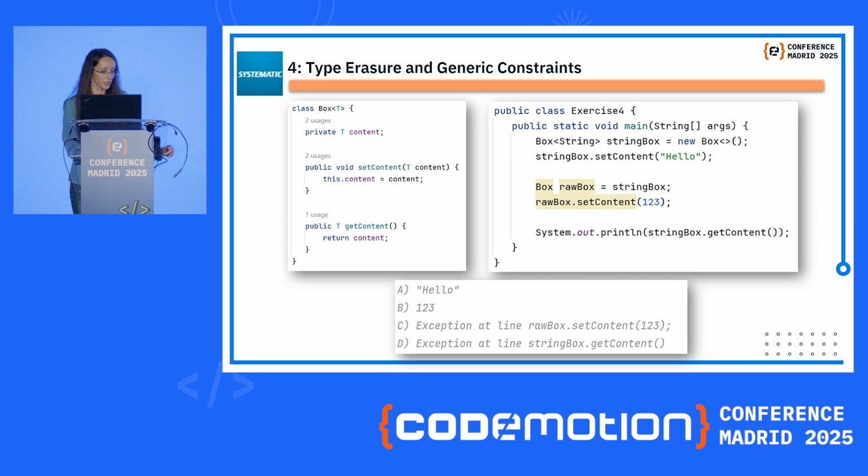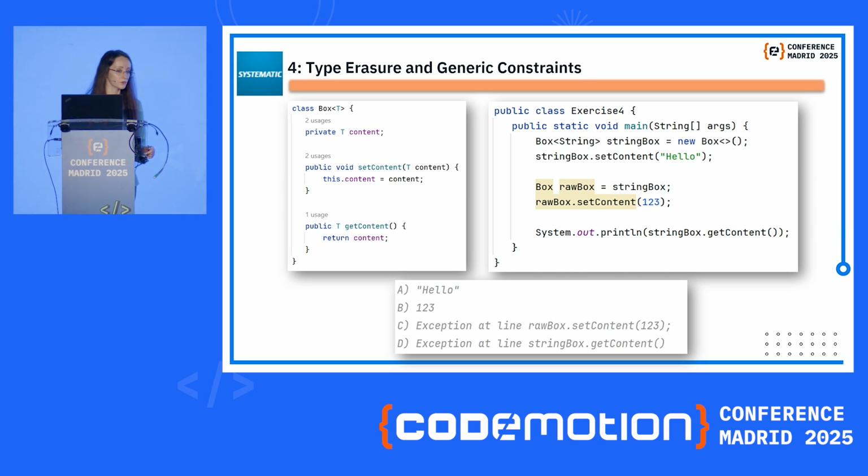Among the answers, we have either hello, so this was the first initialization. We have 1, 2, 3. This is the second initialization for that raw box object. Option C mentions that we'll get an exception at setting content for the raw box to 123 as a value. And option D mentions that we will actually get an exception at getting content for the string box. So out of these 4 options, what do you think the correct one is? And you can submit your response now.